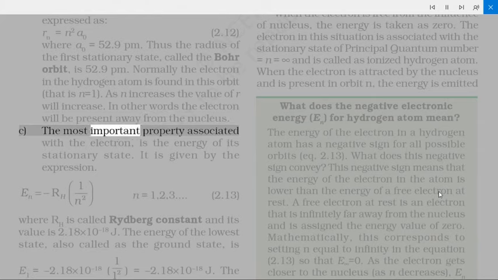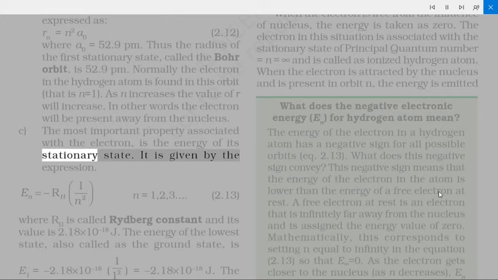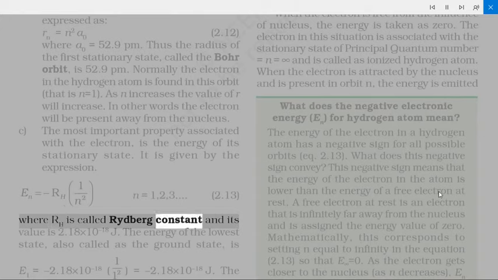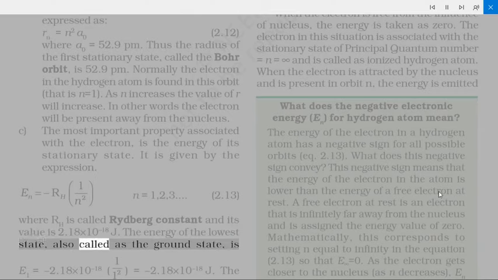The most important property associated with the electron is the energy of its stationary state. It is given by the expression En = −RH(1/n²), n = 1, 2, 3, where RH is called the Rydberg constant and its value is 2.18 × 10⁻¹⁸ J. The energy of the lowest state, also called the ground state, is E1 = −2.18 × 10⁻¹⁸ (1/1²) = −2.18 × 10⁻¹⁸ J.